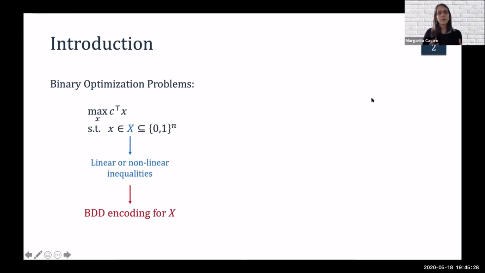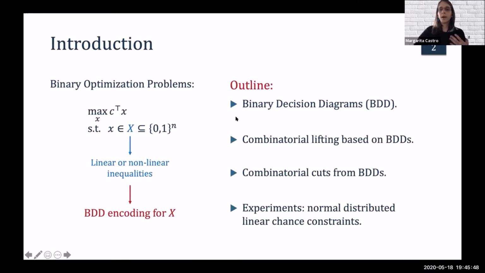In this work, we focus on binary optimization problems. Here we have a linear objective and a feasibility set that can be defined by either linear or nonlinear inequalities. The only thing that we require from this set is that we have a binary decision diagram encoding for it. In this talk, first I'm going to explain what binary decision diagrams are and how we can encode the solution set of a problem. Then I'm going to explain how we use them for combinatorial lifting and also a cutting plane procedure. And I'm going to end with some results for normally distributed linear chance constraints.